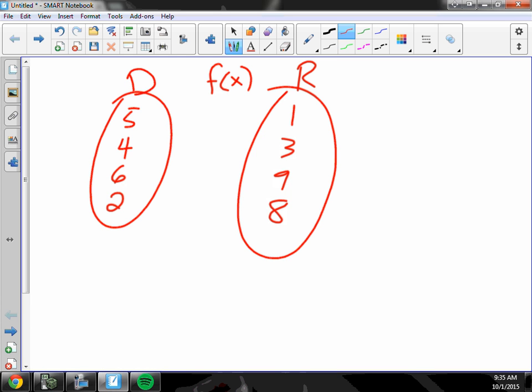functions only adhere to one rule. What rule is that? No domain can hit two different numbers. So if I start pairing up numbers here, is that a function? Yes. Okay. What if I started doing this? Is that a function? Yes, that's a function. You can have two domains going to the same range.